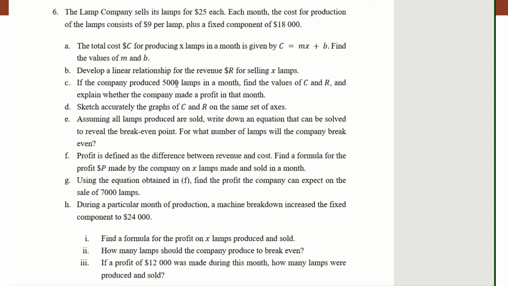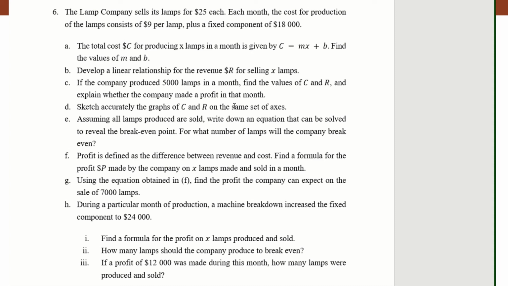Now, if the company produced 5,000, find the cost and revenue and explain whether it's a profit. So you substitute 5,000 into your cost equation, substitute 5,000 into your revenue equation, and see whether a profit is made or not. So you take R minus C and see whether it's a positive value. If it's a positive value, it's a profit. If it's a negative value, it's a loss.